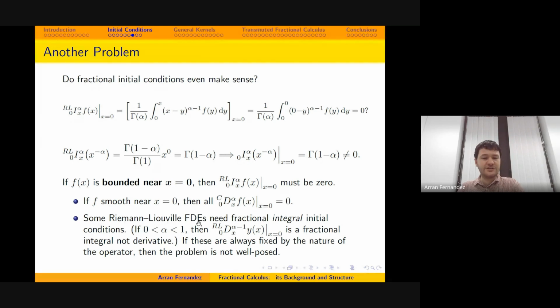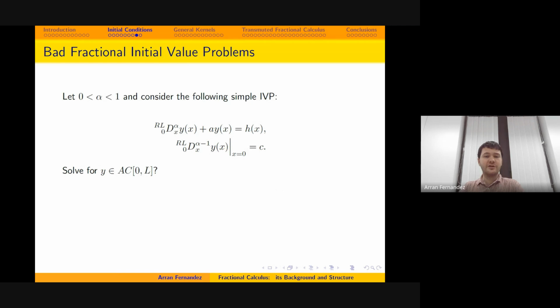Some fractional differential equations, as I mentioned before, of Riemann-Liouville type, require an initial condition, which is actually a fractional integral. So if we assume that f is bounded, and all the fractional integrals at the initial value are 0, then we don't have a well-posed problem. For example, here's a very simple Riemann-Liouville initial value problem. This is the type of initial condition that's needed.